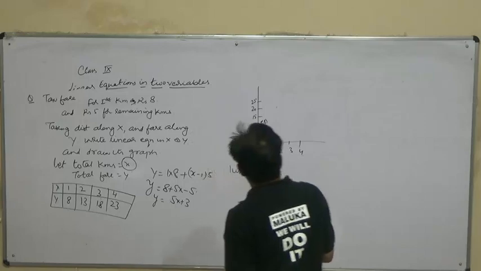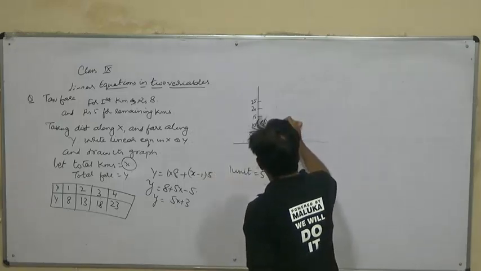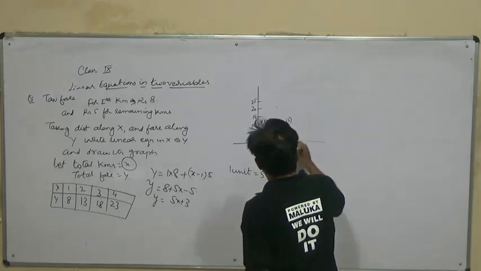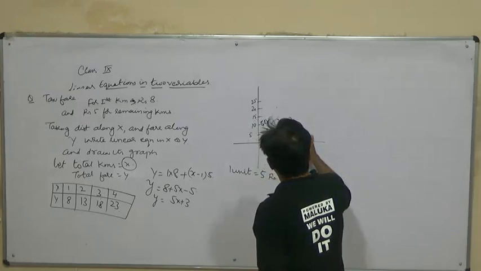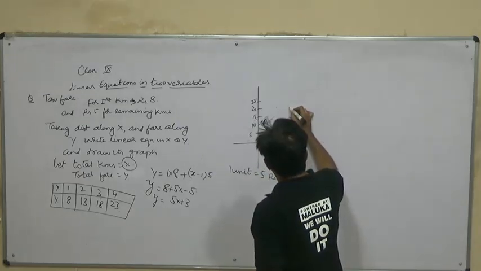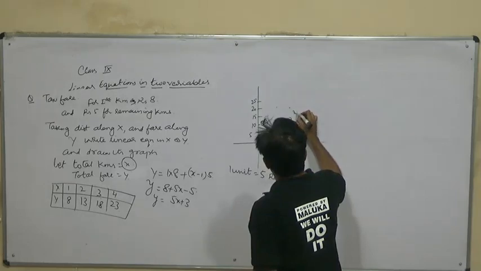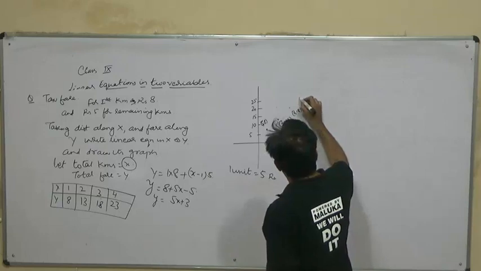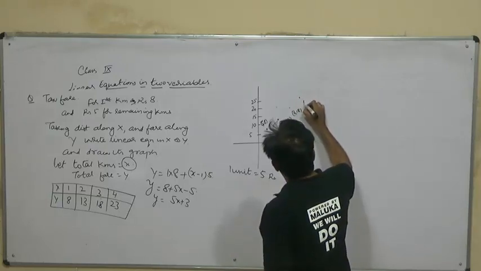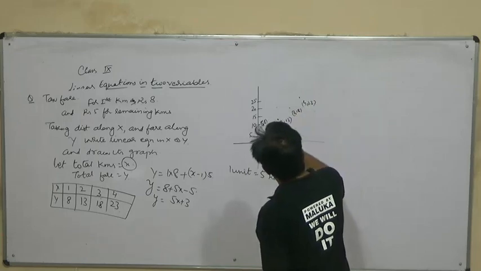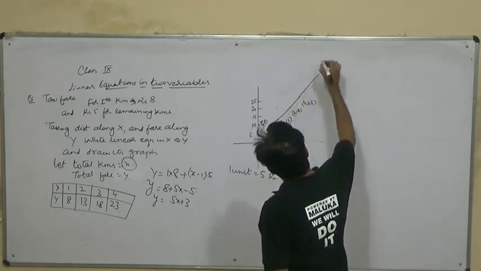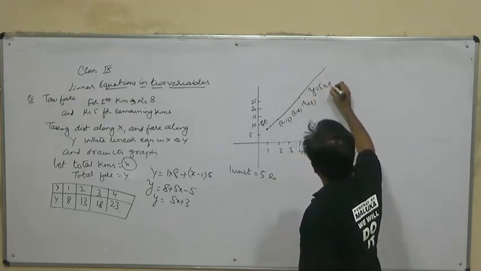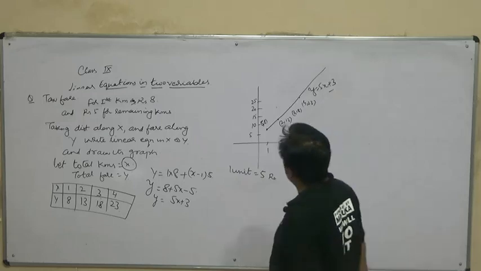Then 2, 13. For 2 it is 13. It will be somewhere here, 2, 13. And 3, 18. 18 will be here, 3, 18. And what will be 4? 4, 23. 23 will be here. So this will be the graph. So this is the graph of y is equal to 5x plus 3. Okay.